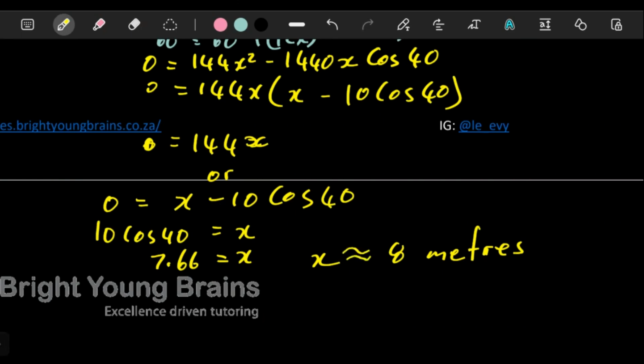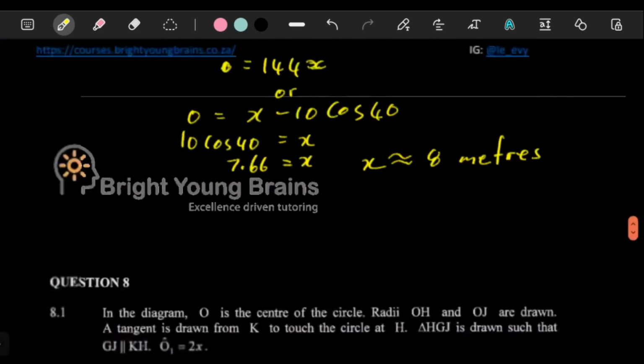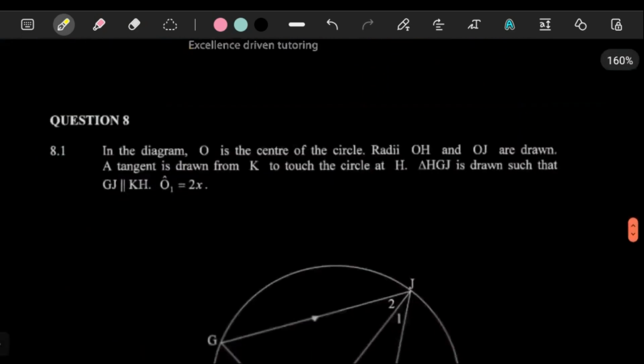Yeah, so with answers, always try and check the logic behind that answer. Like as we saw, 2 point something meters for a lighthouse. That doesn't make sense. A lighthouse needs to be long and tall and visible. So from afar, if it's only 2 meters something, it doesn't make sense. So let's move on to question 8.